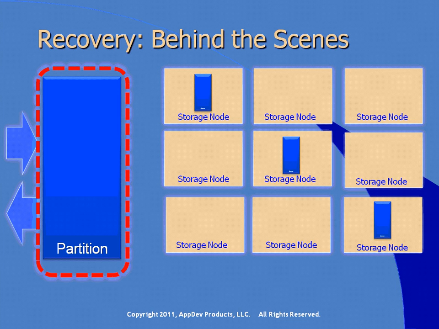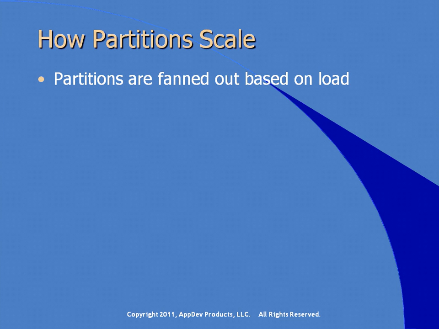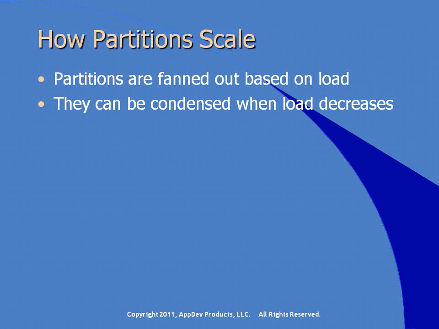Let's take a look at recovery as well. We know that there are 3 replicas of every partition, but the great thing is that Microsoft is managing those partitions. So if one of those goes down, it will spin up a 3rd in some other location and make that the 3rd replica. So let's take a look at how partitions scale. Partitions are fanned out based on load, and they can be condensed when load decreases. Microsoft behind the scenes will keep track of each partition, and as they start getting hot, or what's called a hot partition, Windows Azure will fan those out based on the load, and then if the load decreases, they can be condensed.